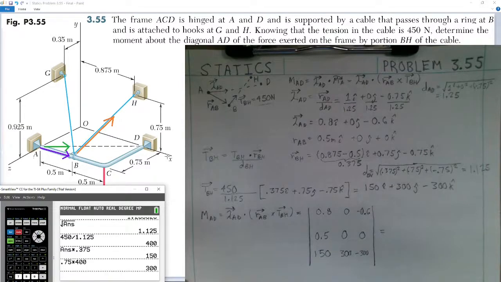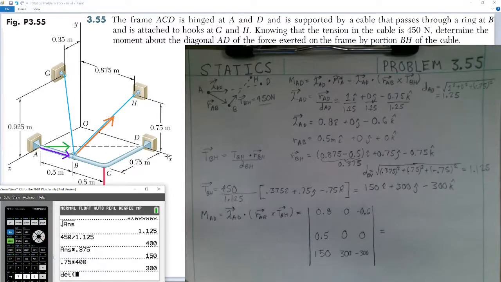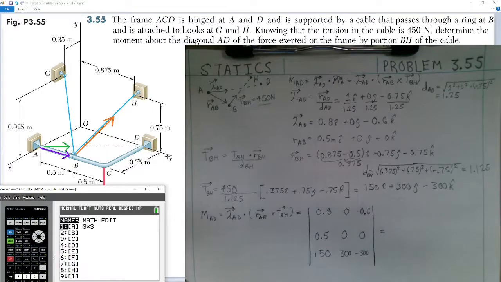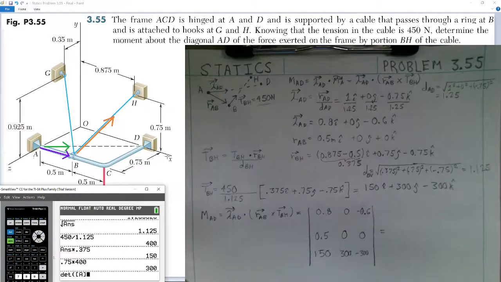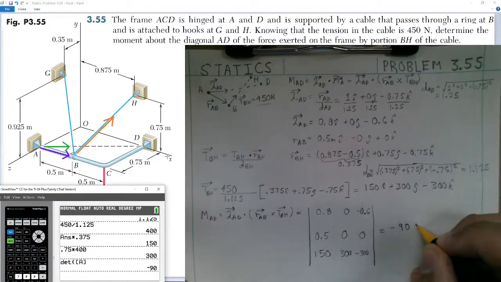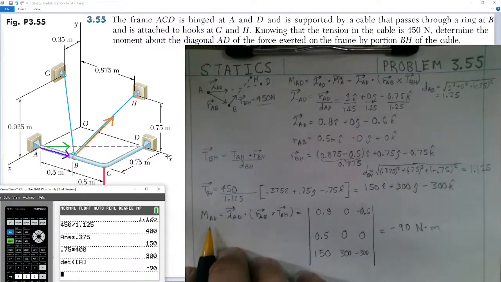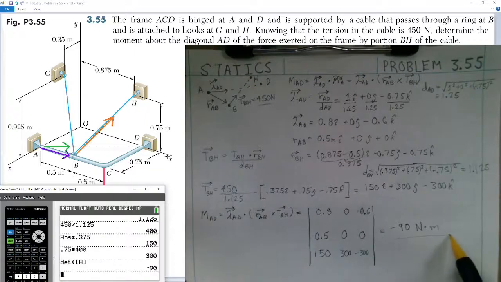We can then quit, go back to matrix, go over to math, and find the determinant. You choose function 1, the determinant. Then go back to the second matrix one last time and select matrix A. The determinant of matrix A tells us the moment is negative 90, with units of Newton meters. So the moment about AD is negative 90 Newton meters.